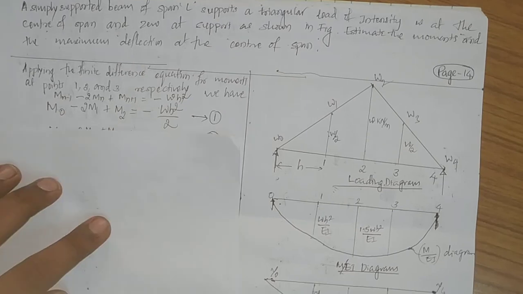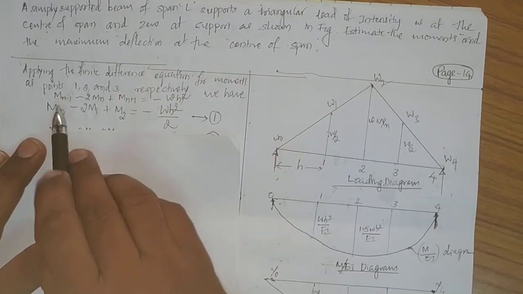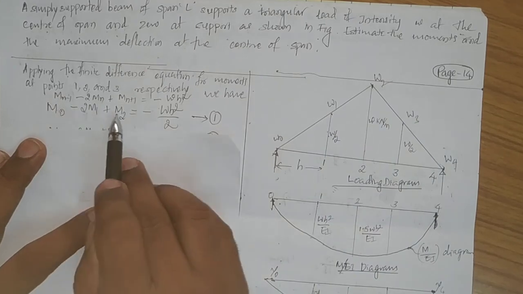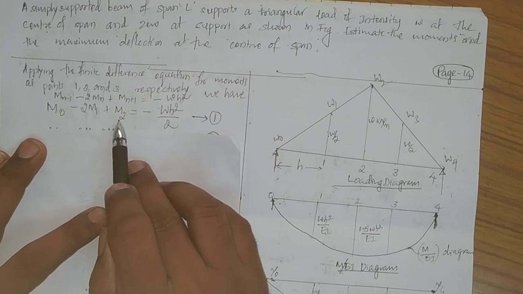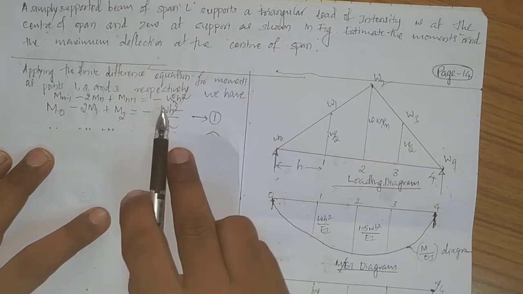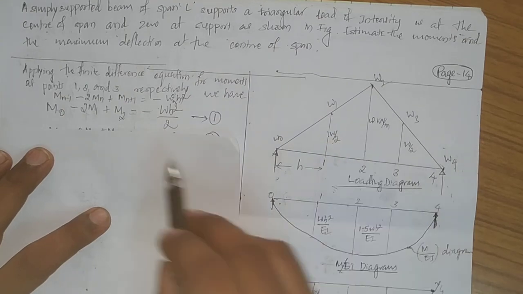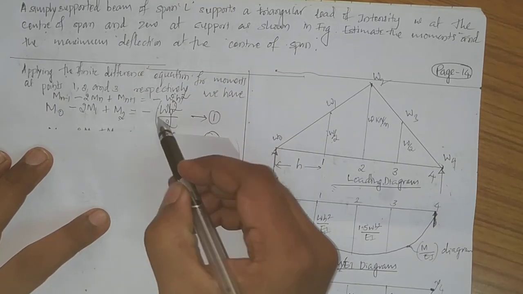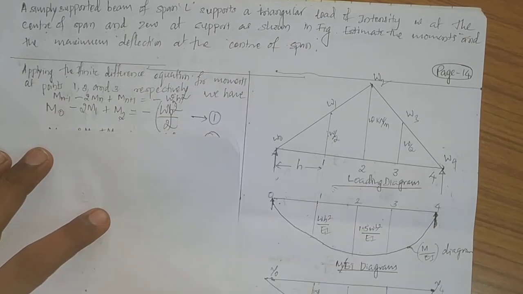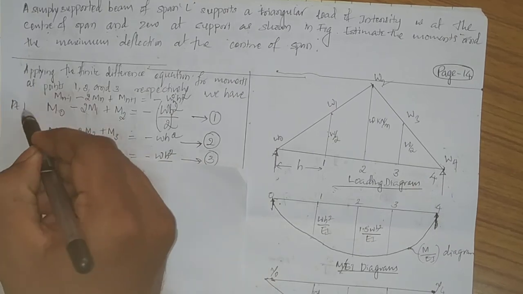Now, if you apply the finite difference method at point number 1, we get M0 minus 2M1 plus M2, which is equal to minus Wn h square. What is Wn here at point number 1? W by 2. So that is what has been substituted here. So Wn is equal to W by 2, and the right side is minus W by 2 into h square. We call that equation number 1. This is at point number 1.